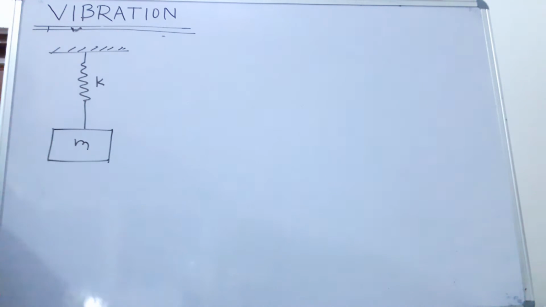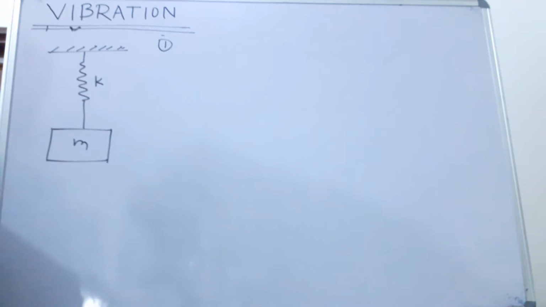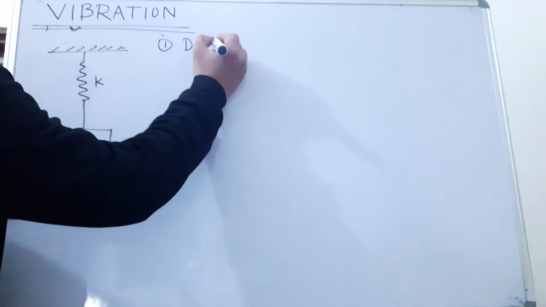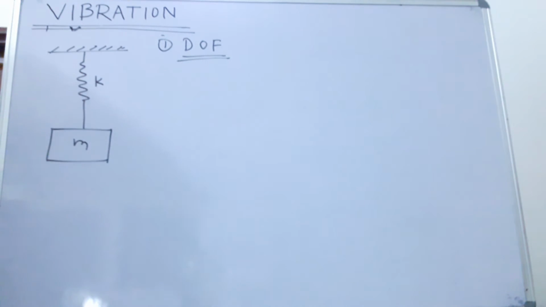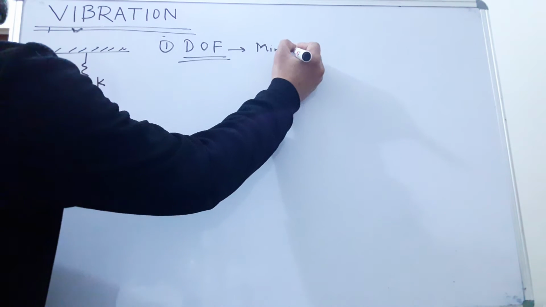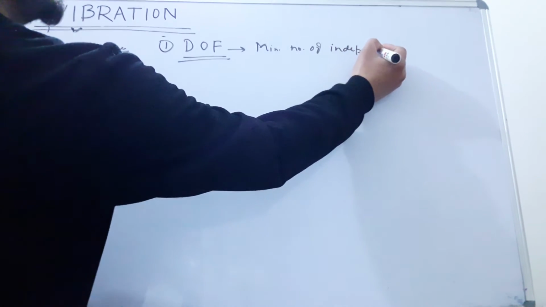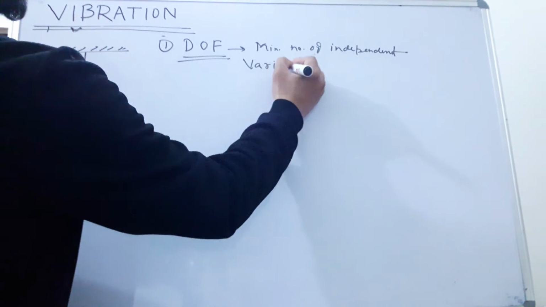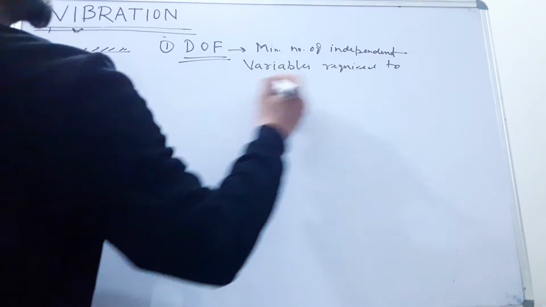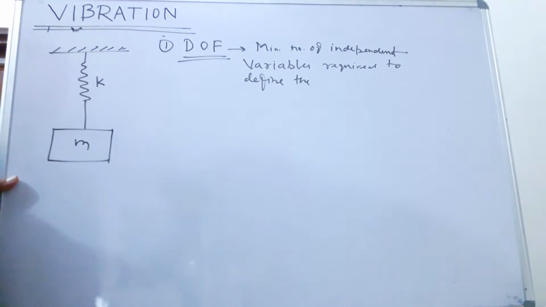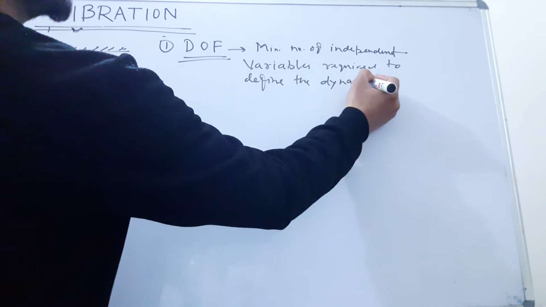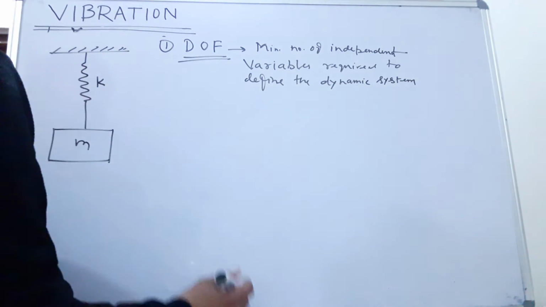Before starting this particular model, we have to know certain basic terminology. The topic which I am going to discuss first is degree of freedom. We know degree of freedom is defined as the minimum number of independent variables required to define the dynamic system completely.